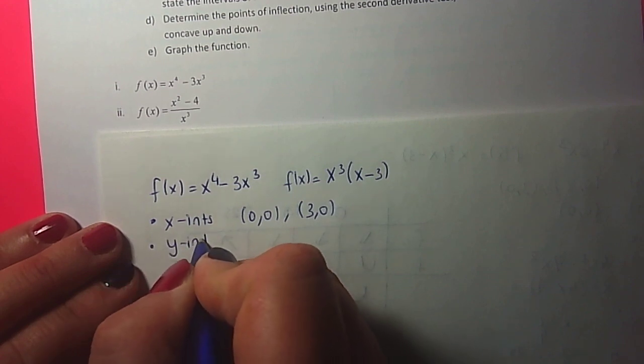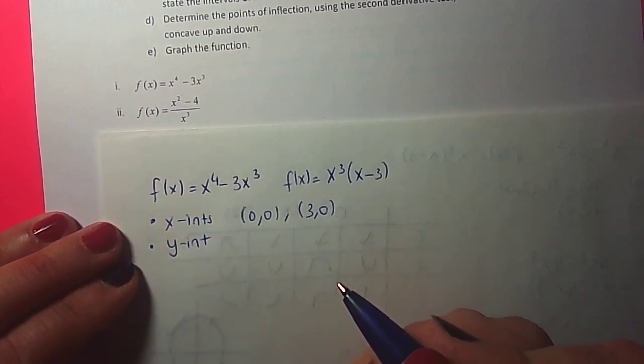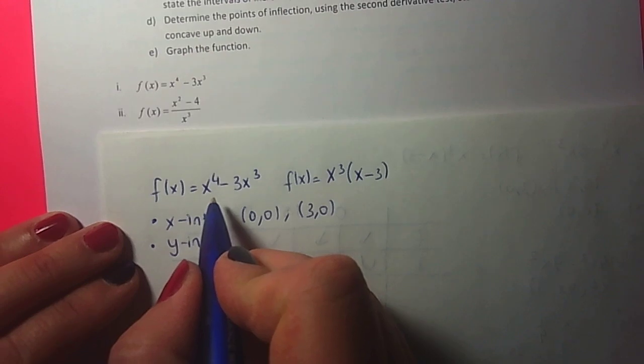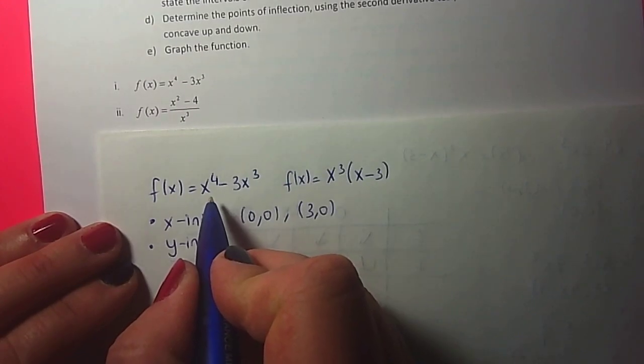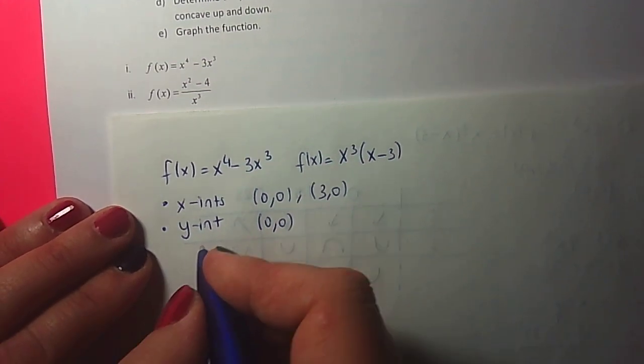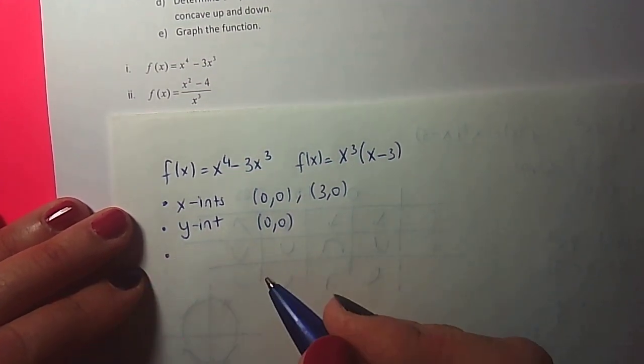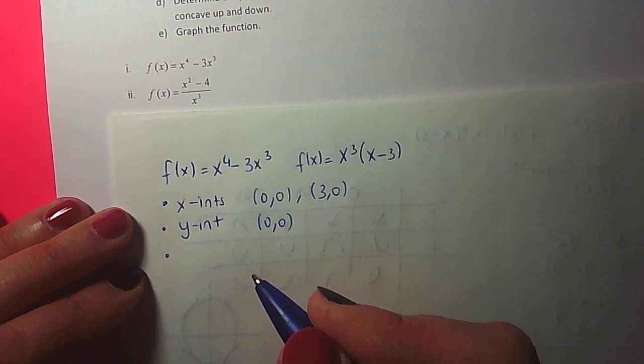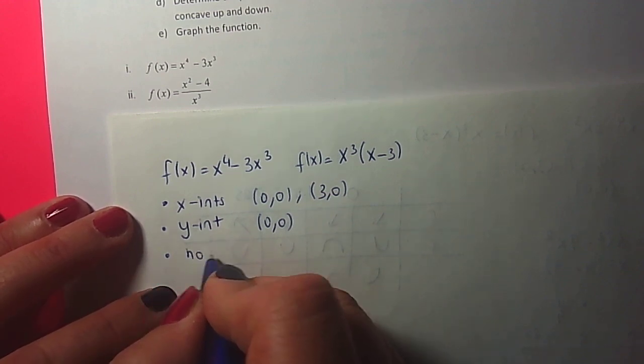Then we need to get the y-intercept. To get the y-intercept, we substitute 0 for x in the original function. So we get 0. Then we need to write the asymptotes. But since this is a polynomial function, it has no asymptotes.